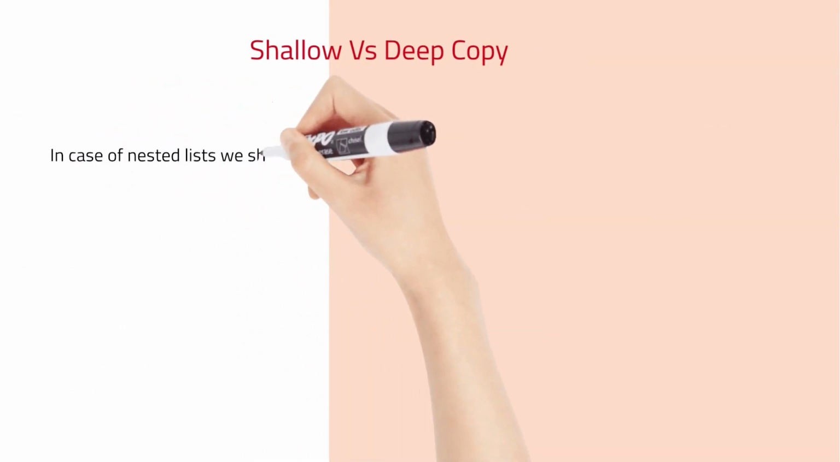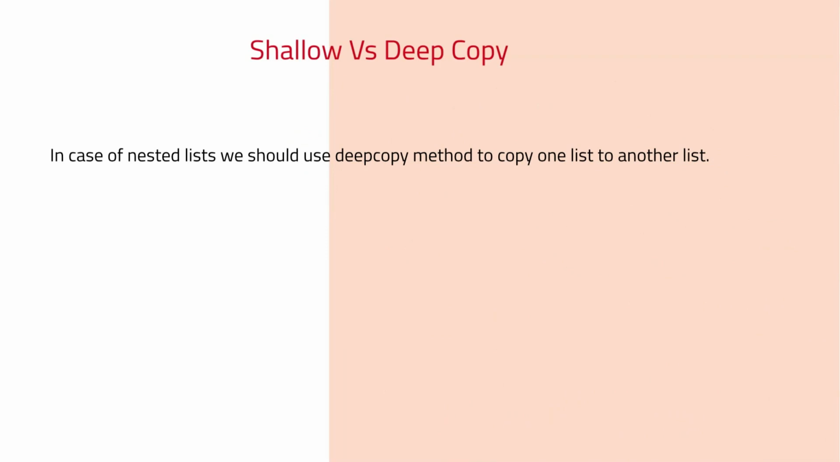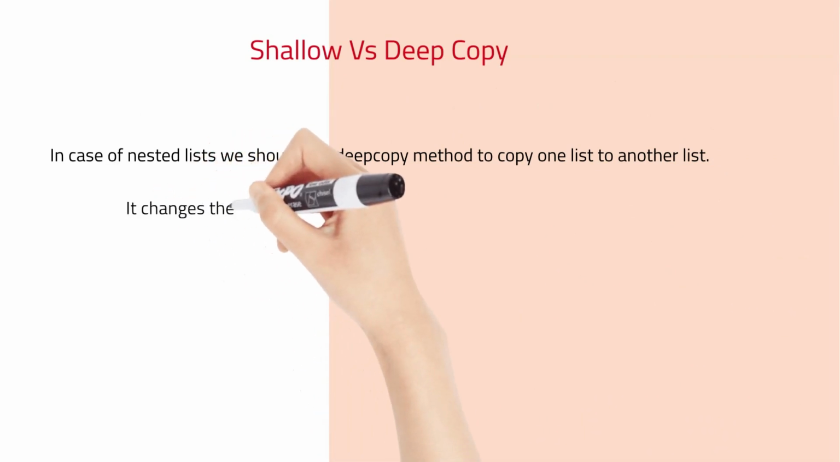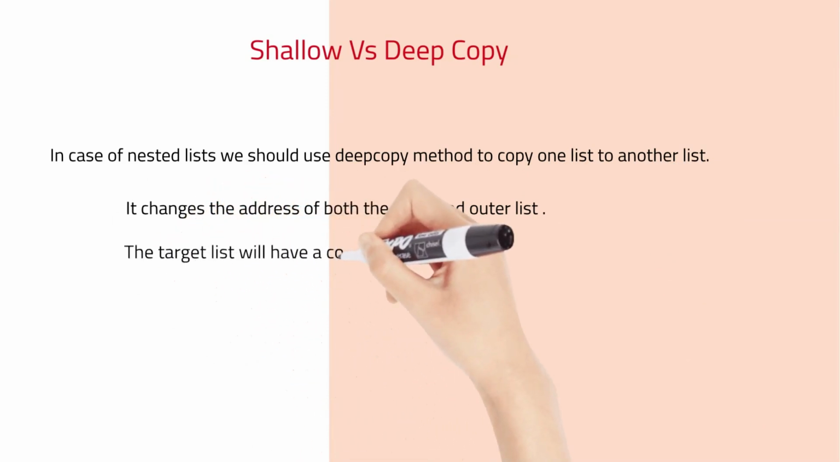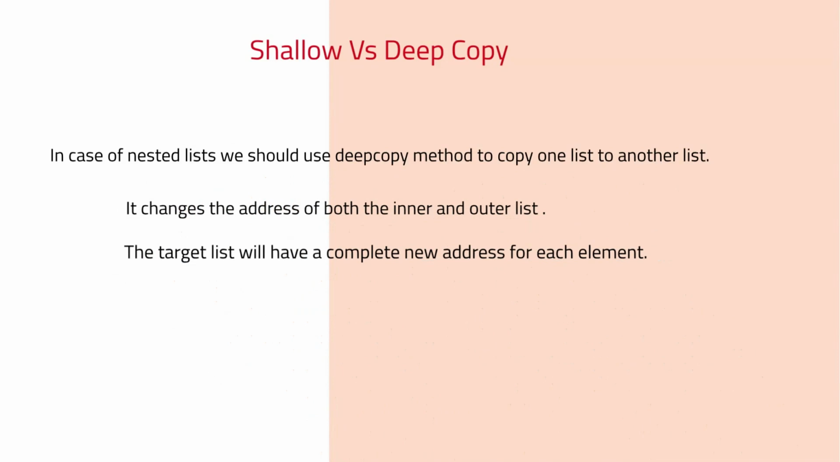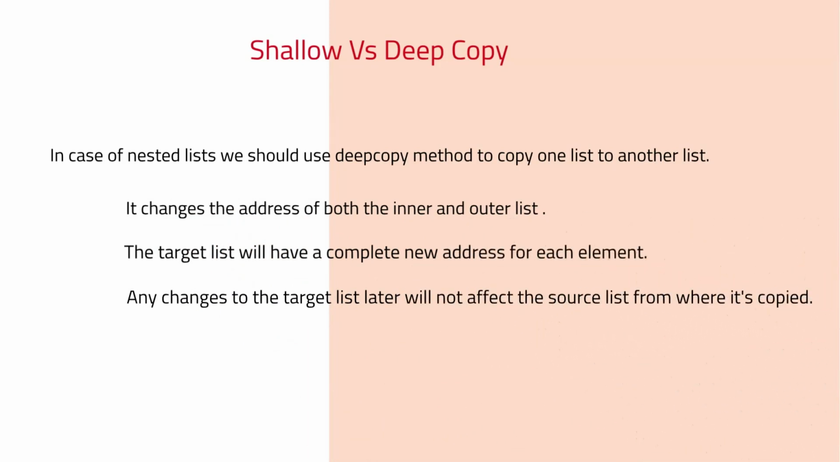In case of nested lists, we should use the deep copy method to copy one list to another list. Deep copy changes the address of both the inner and outer list. Means the target list will have a completely new address for each element, whether it's an outer list or an inner list. After a new list is created using the deep copy method, any changes done on the new list, whether it is adding, modifying or deleting an element, will have no impact on the source list from where the copy was done previously.